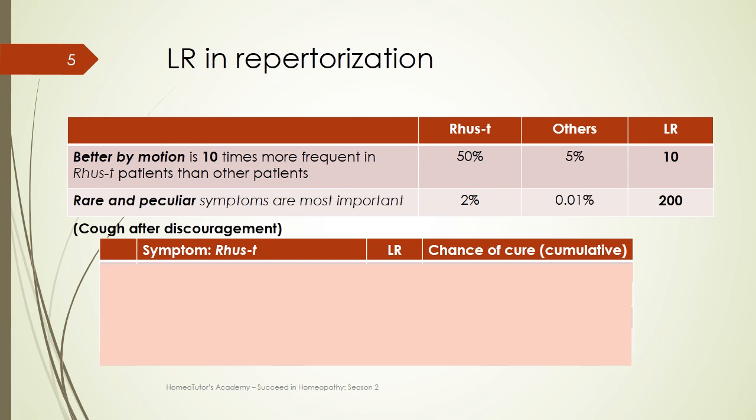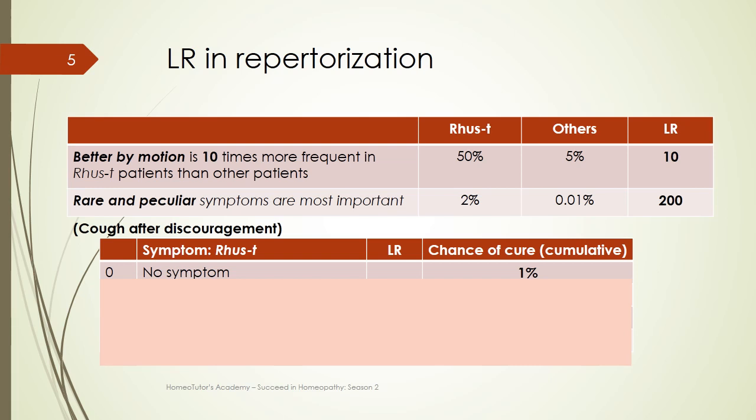Continuing further, if we start taking more rubrics in our case analysis, then we can see what the chances of cure are when we take the cumulative effect of taking all the rubrics together. I know this is quite mathematical and it's heavy going, but please bear with me. At least look at this table closely.